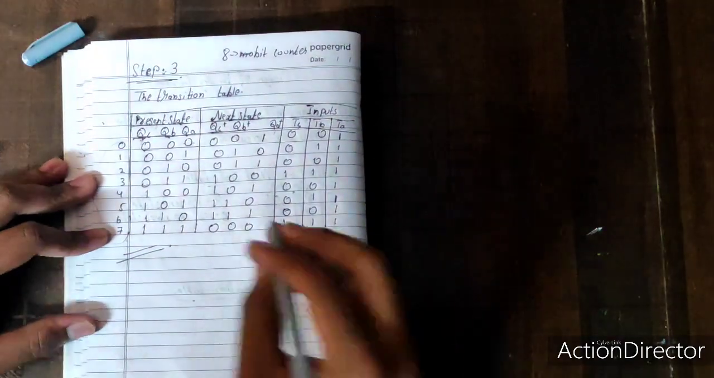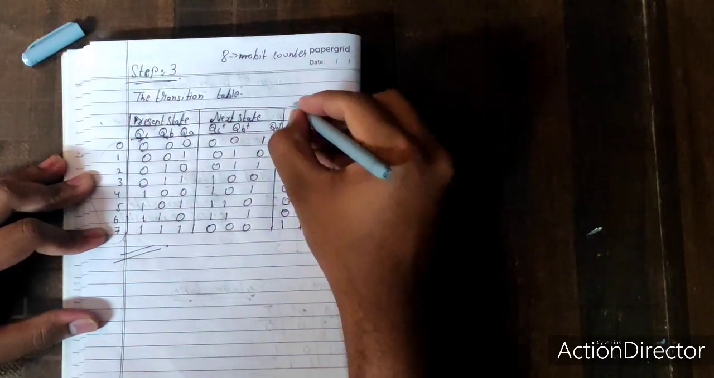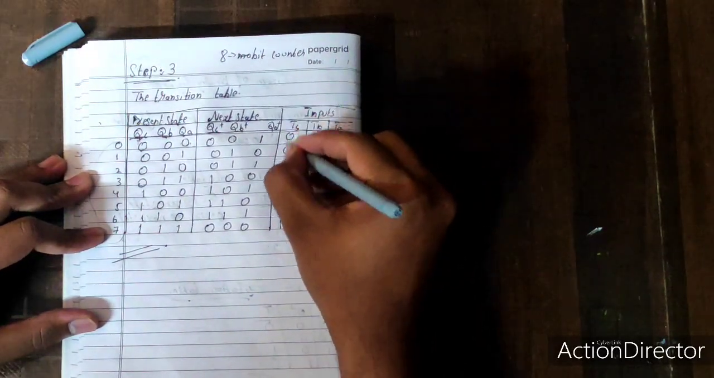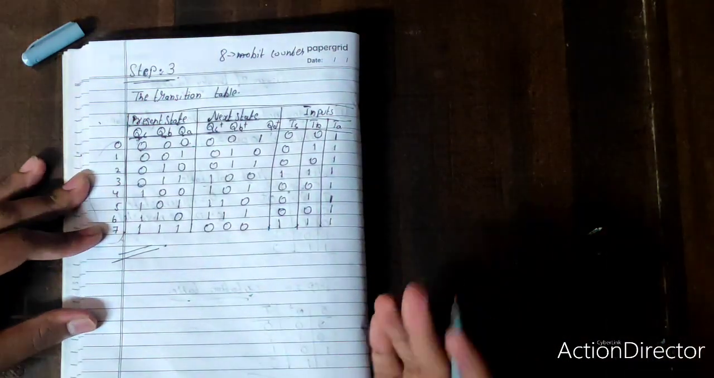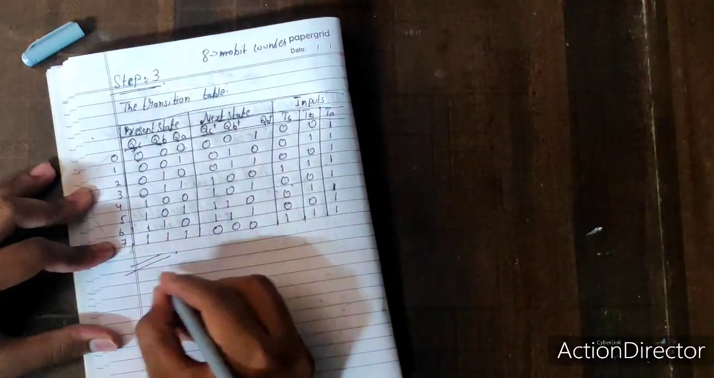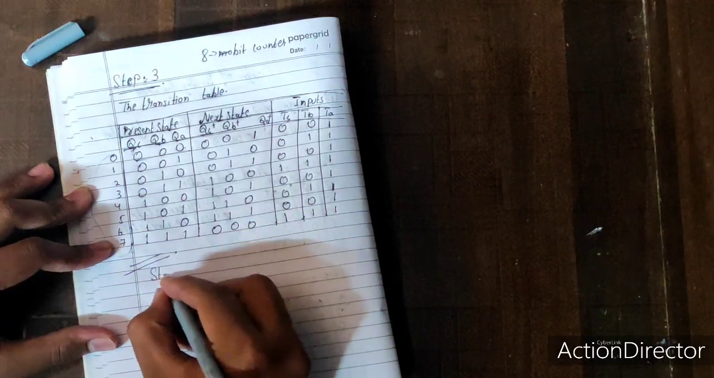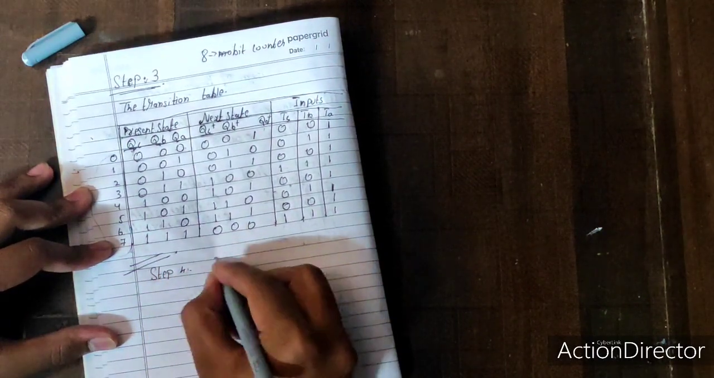Now, in step 4, what we are going to do is analyze these input signals, that is TC, TB and TA, and convert them into expressions. And for doing that, we are going to use KMaps. So, moving on to step 4, KMap.